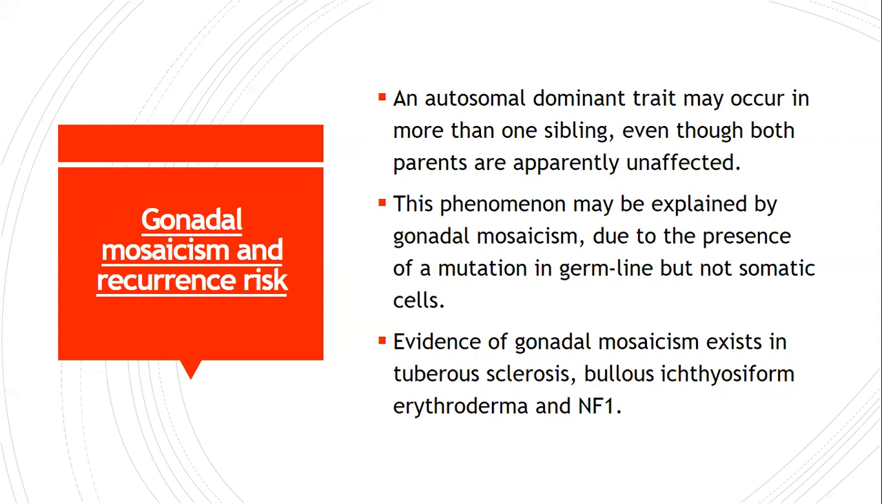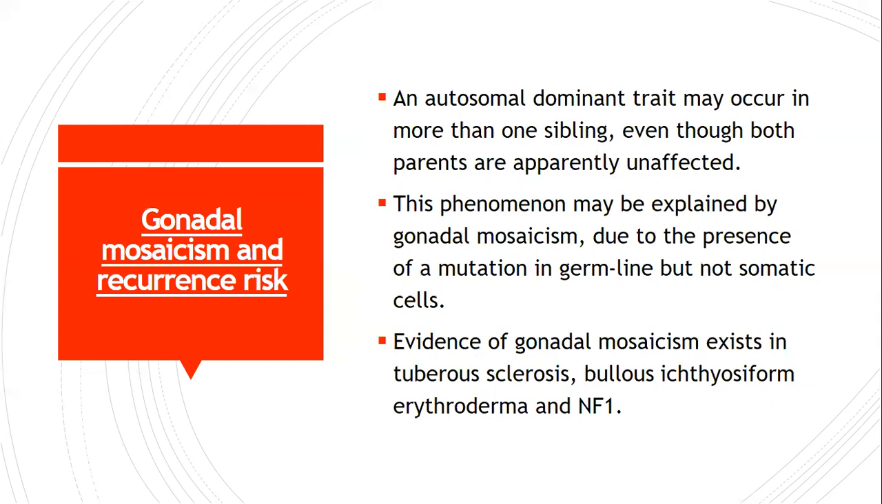This phenomenon may be explained by gonadal mosaicism, due to the presence of mutation in germline, but not somatic cells. So the mutation occurred in germline. Both parents are normal, but at the level of germline, a mutation occurs, and that mutation is then transferred to the next generation, and the parents are absolutely normal.